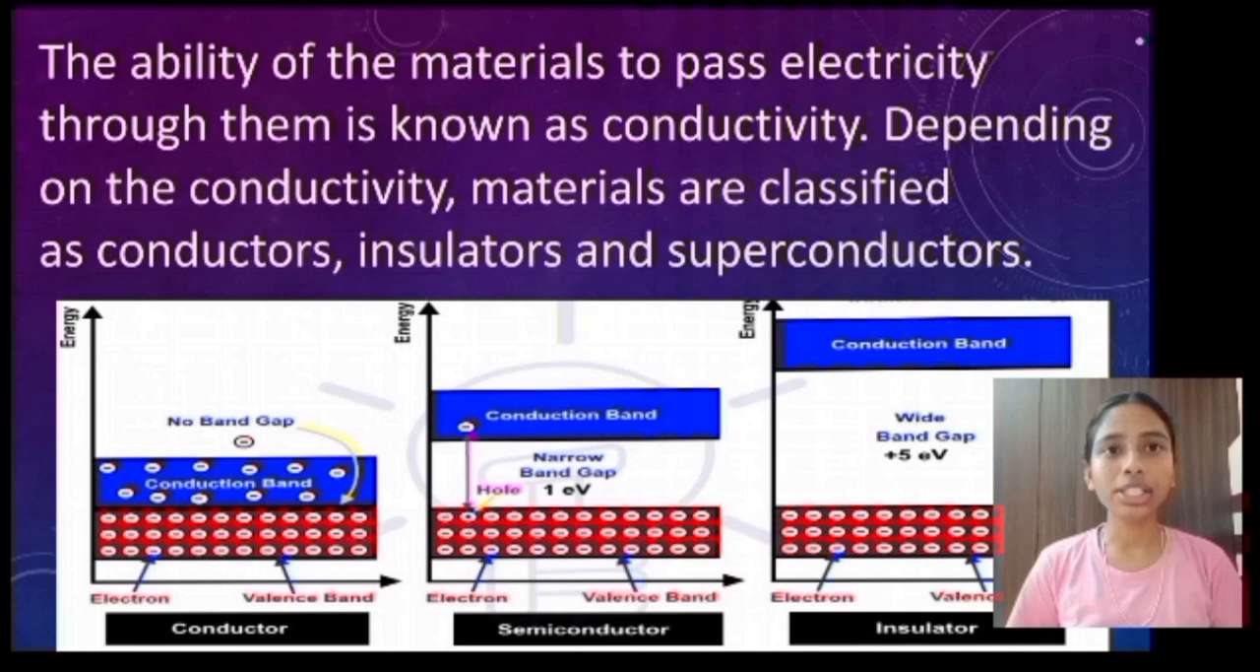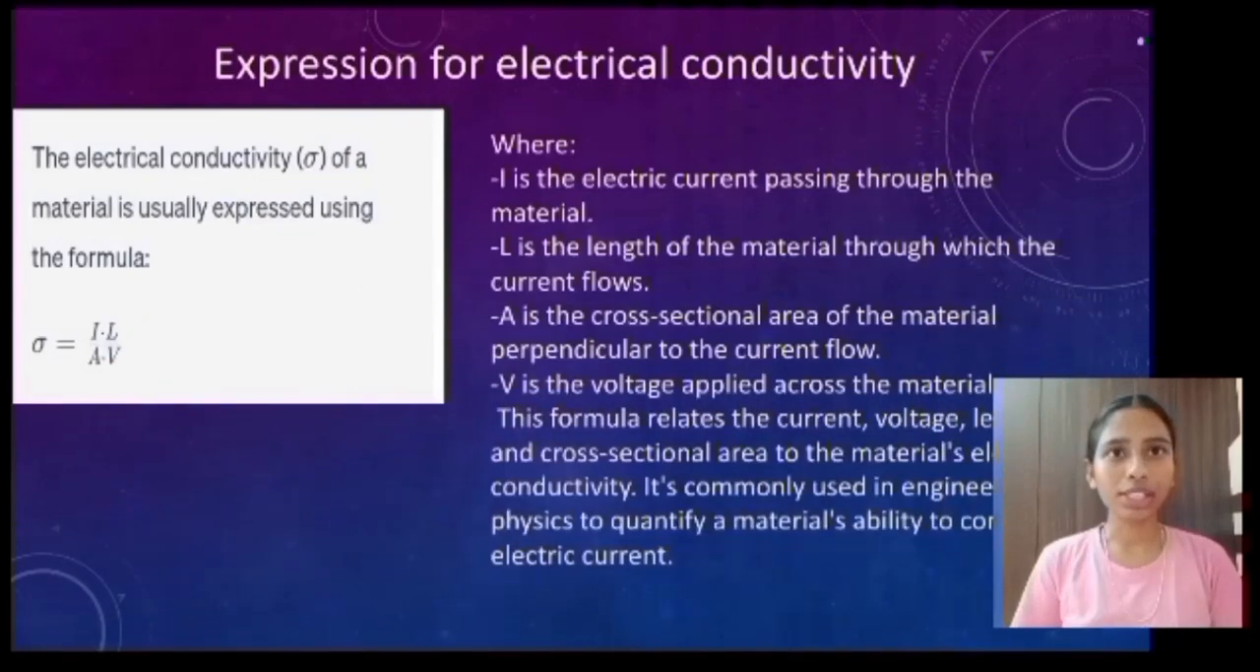So in conductors, there is no band gap, and when we look into semiconductors, there is a narrow band gap, which is of like 1 electron volt, and in insulators there is a wide band gap, which is of apparently 5 electron volt.